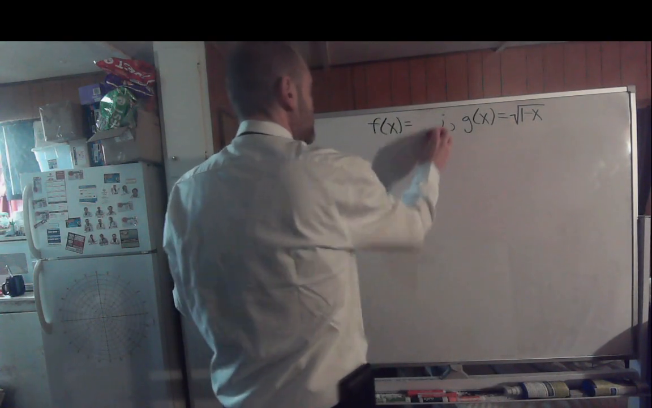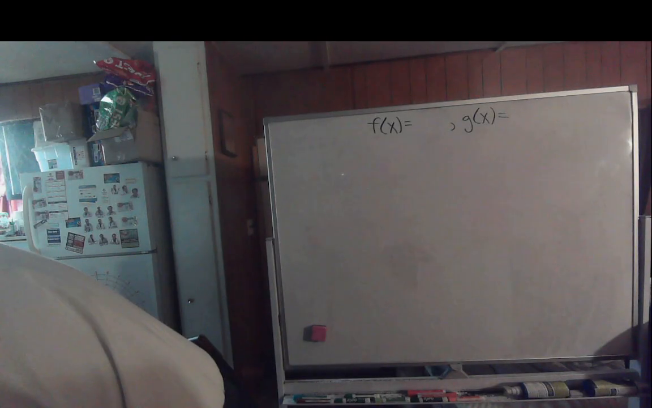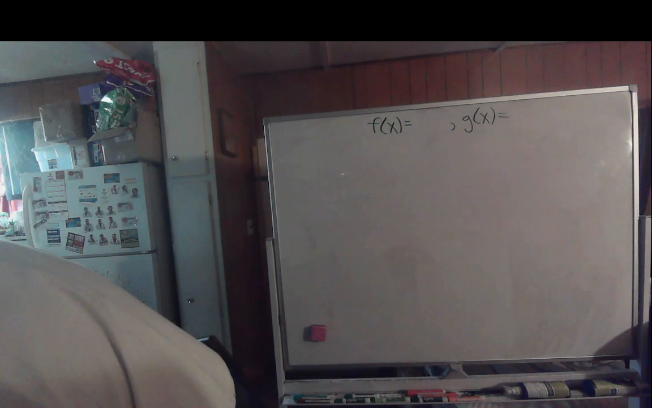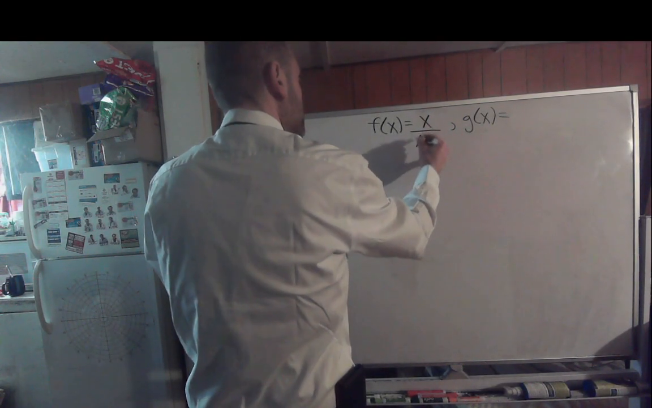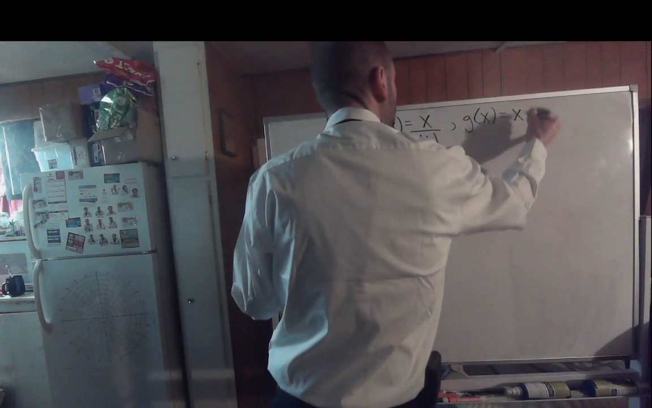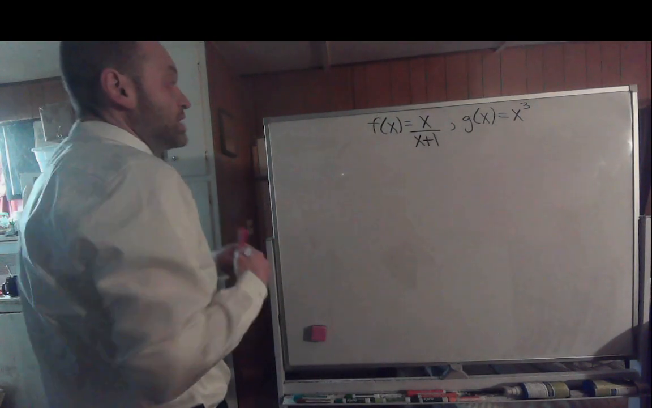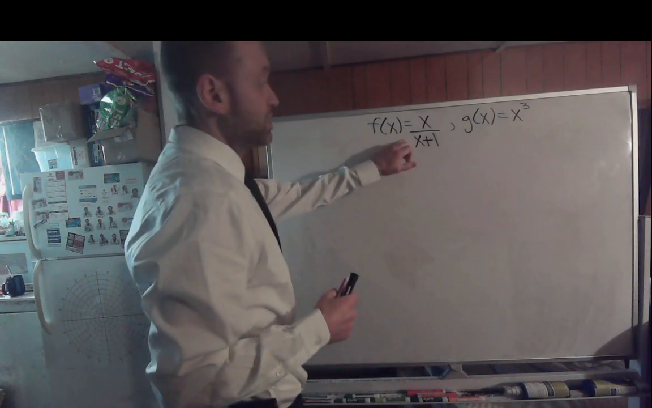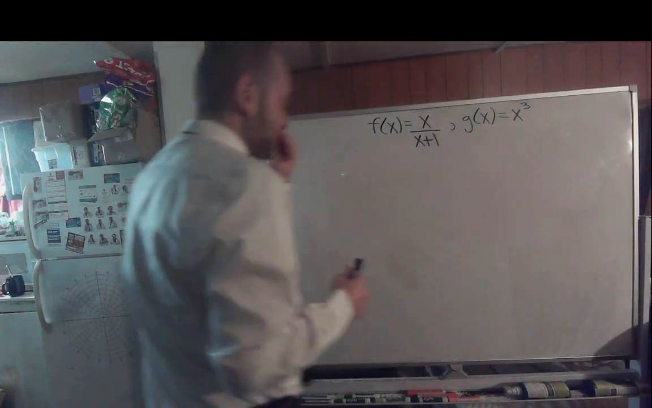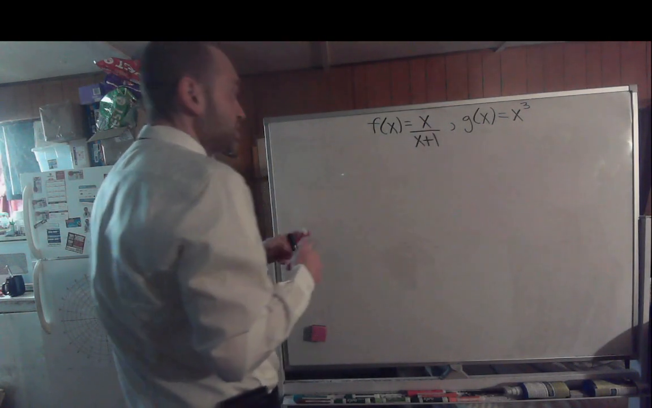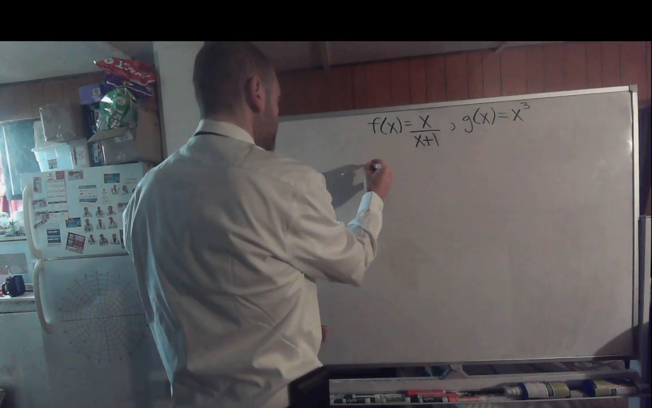Let's do one more of these, then we'll move on. f of x equals x over x plus 1. g of x equals x to the third. Alright, so we have f of x equals x over x plus 1, g of x equals x to the third. So let's go ahead, let's do f plus g of x.